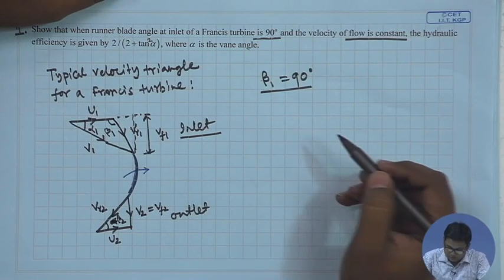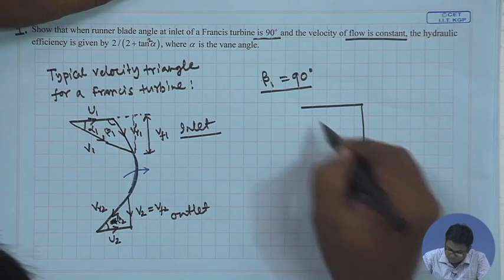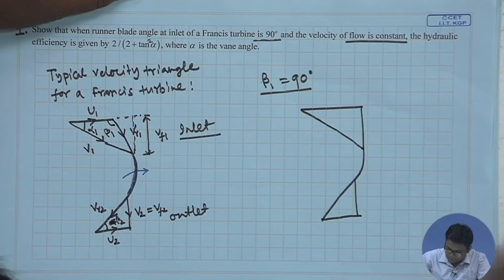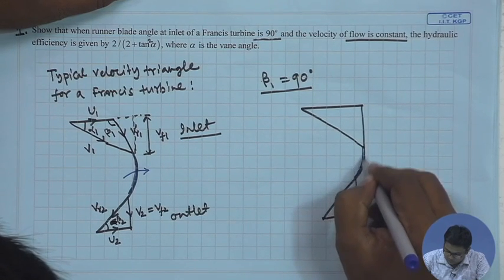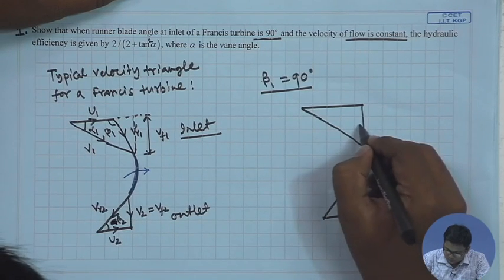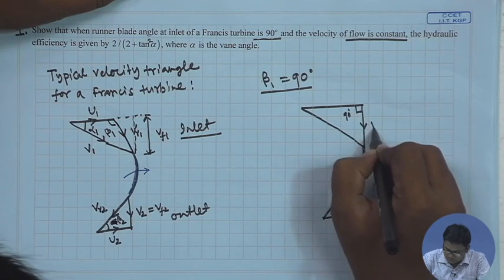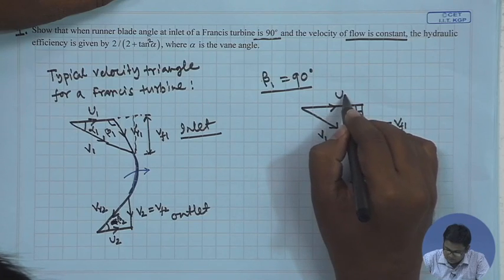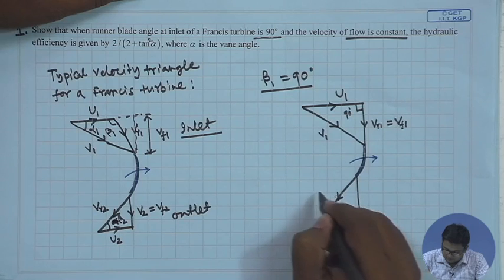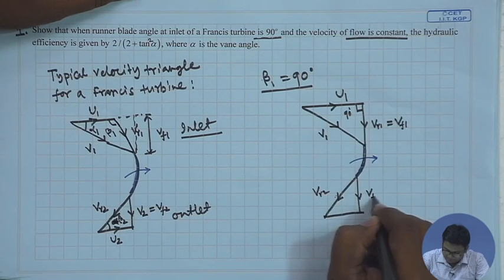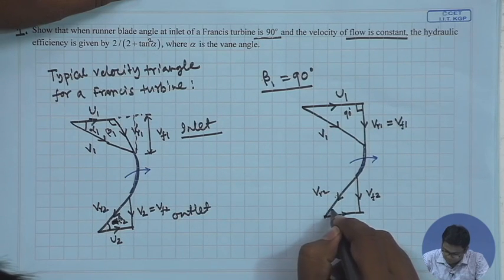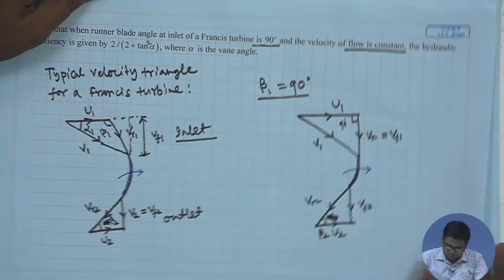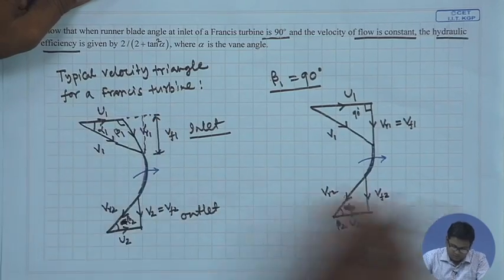So, in this case the velocity triangles will be like this. This is the turbine runner. So, for beta 1 equals 90 degrees, the relative velocity at inlet will be the same as the flow velocity at inlet. This is the absolute velocity at inlet. This is the tangential velocity of the runner at inlet and the exit velocity triangle remains the same. Now, we have to find the hydraulic efficiency of the Francis turbine.